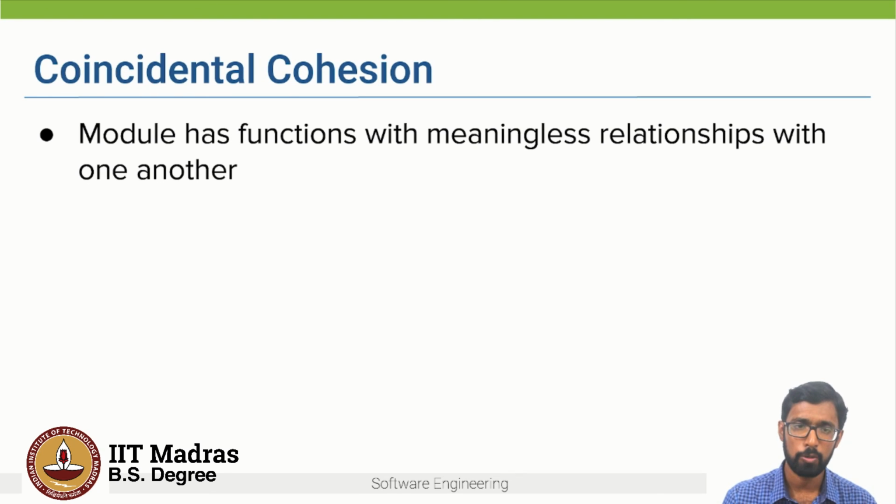Finally, we have coincidental cohesion, in which modules have functions with meaningless relationships with each other. This is an extreme type of cohesion, and we rarely see this in good designs.